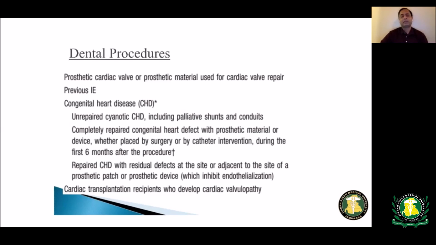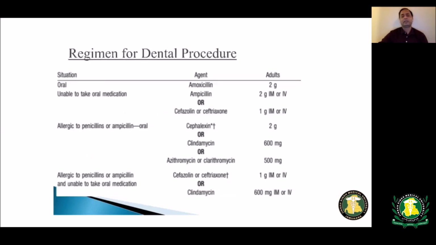So what are the antibiotics we can use? It's very simple. I always call them and tell them the patient will need 2 grams of amoxicillin IV or PO. IV can be taken an hour before. PO can be taken up to 2 to 4 hours before the procedure. If they're allergic to penicillin, then 600 milligrams of clindamycin, or we can use Zithromax or erythromycin 500 milligrams.